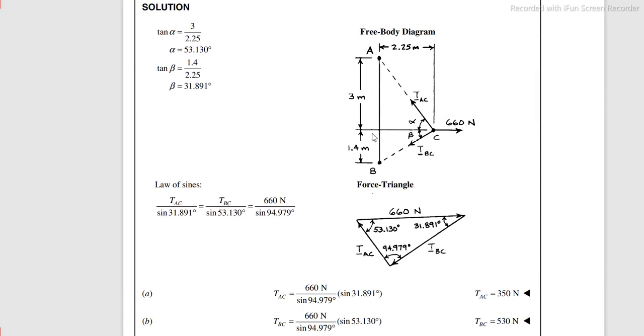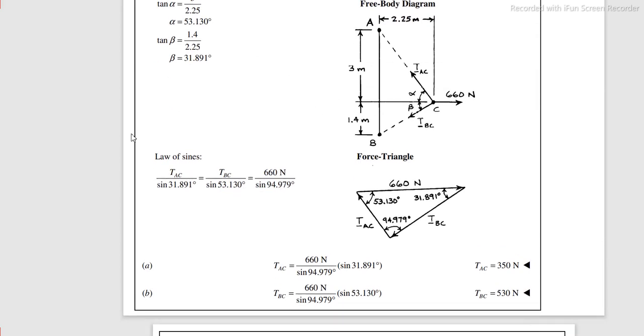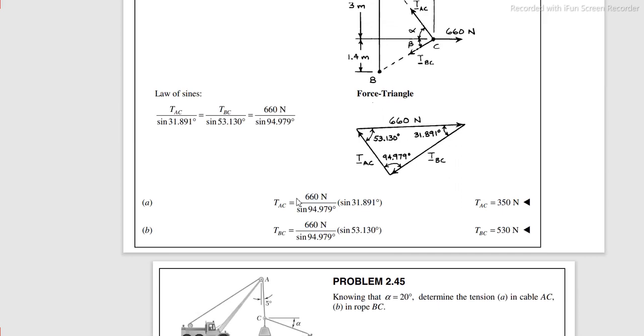And the solution is free body diagram and force triangle. Similarly, using the law of sines, the tension will be measured.